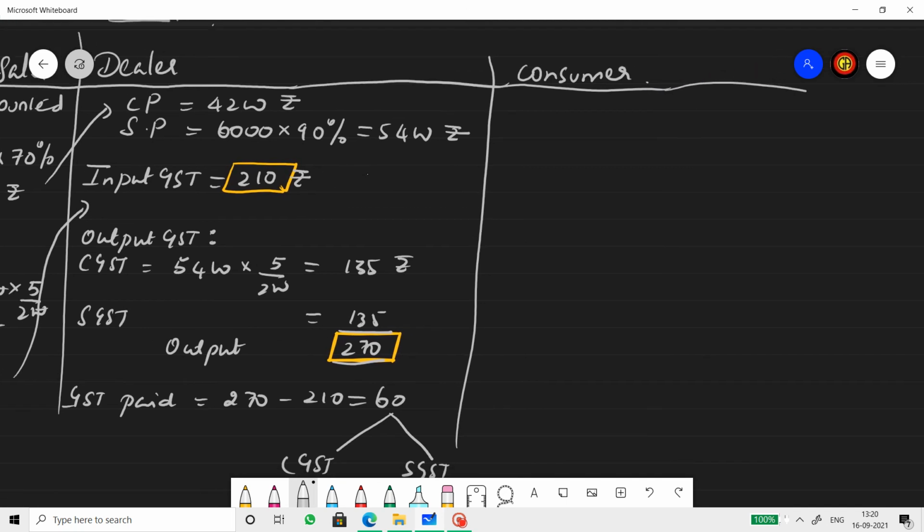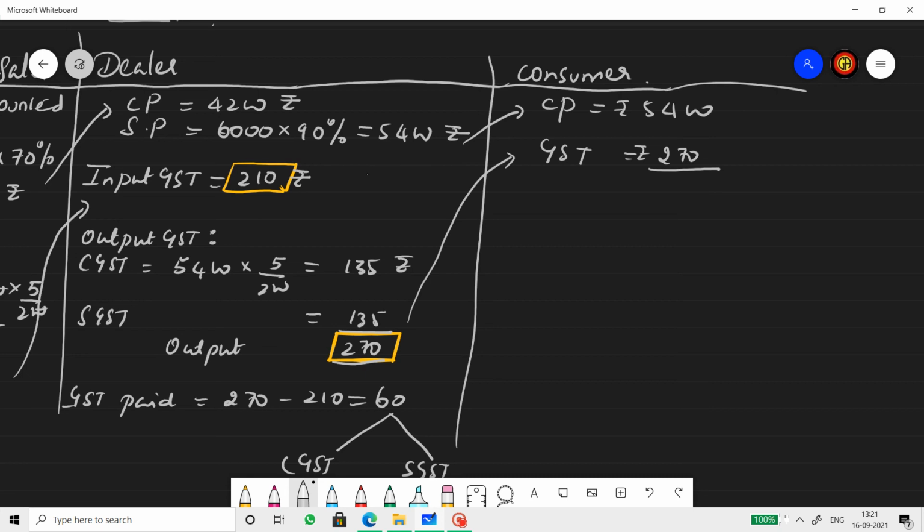Now let's get into the consumer. The consumer's cost price is what? The dealer's selling price, isn't it? So that is 5,400 rupees. Now, the consumer is the ultimate person. He has no intention to sell it further. So he enjoys the product. Therefore, the GST paid by him is the GST collected by the dealer. So the output GST figure will be the GST paid by the consumer, 270 rupees.